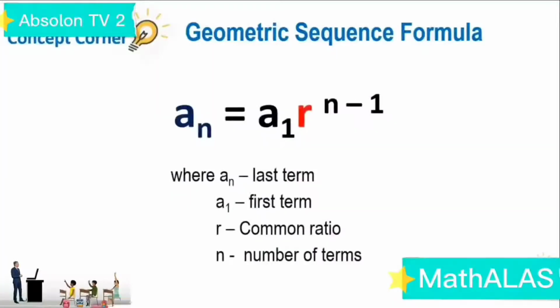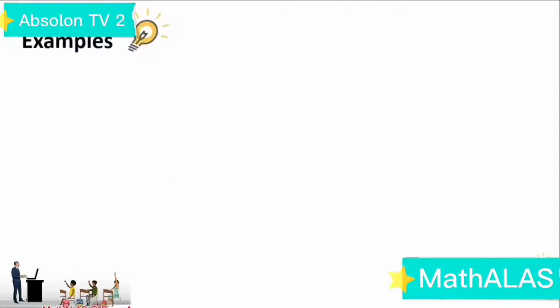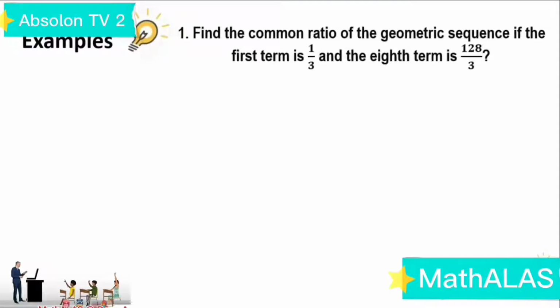This formula is a sub n equals a sub 1 times the common ratio raised to n minus 1. We will use this formula to solve for the first term and the common ratio of a geometric sequence. Let's consider these examples.